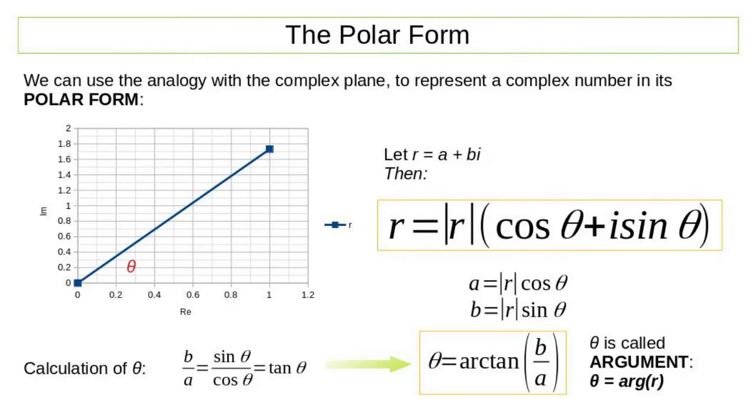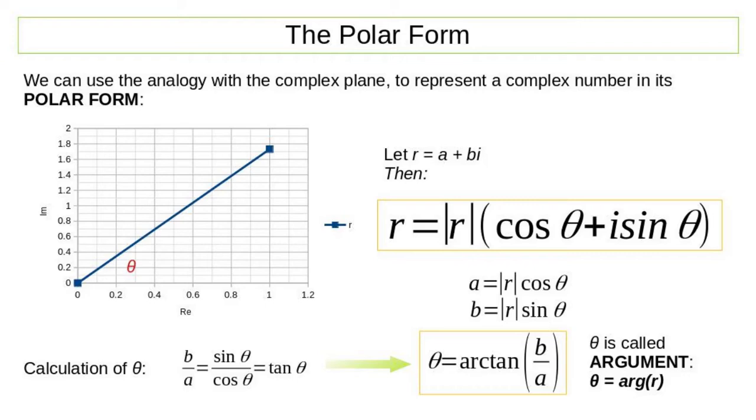Then, we can use the analogy with the complex plane to represent a complex number in its polar form. Let's consider a generic complex number r in its algebraic form, which corresponds to a plus bi. The vector representing r on the complex plane forms an angle theta with the real axis. So, as we did on the Cartesian plane, we can represent r as the absolute value of r times the cosine of theta plus i sine of theta. So the real part of r is the absolute value of r times cosine of theta, and its imaginary part is the absolute value of r times sine of theta.